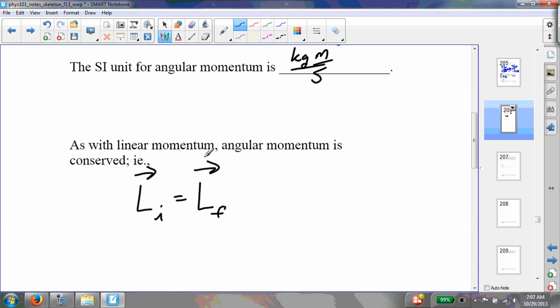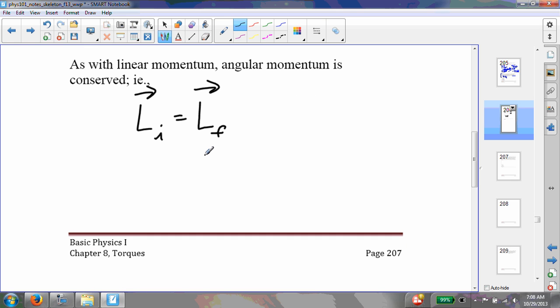This has a lot of different applications, just as we had with linear momentum. We'll just look at a couple of different problems. If you have an object that is spinning, and then in some way its rotational inertia changes, that will change the rate at which it spins. For my initial angular momentum, I have I initial times omega initial, and that's going to equal I final times omega final.